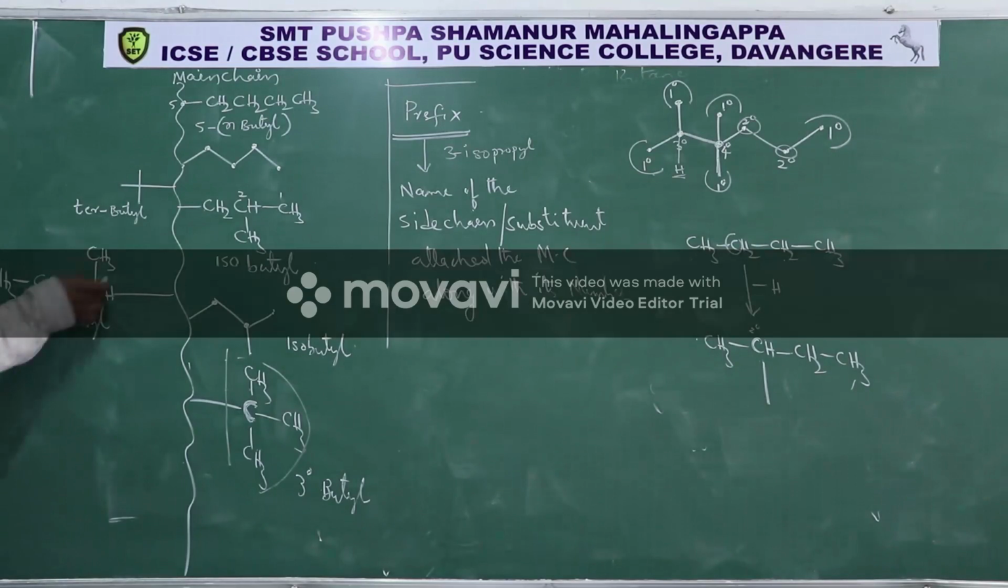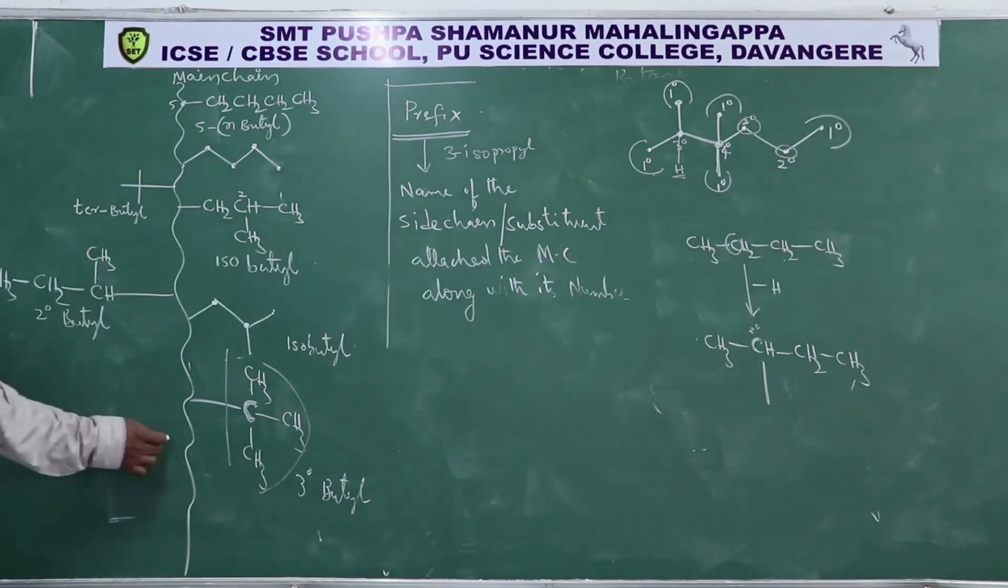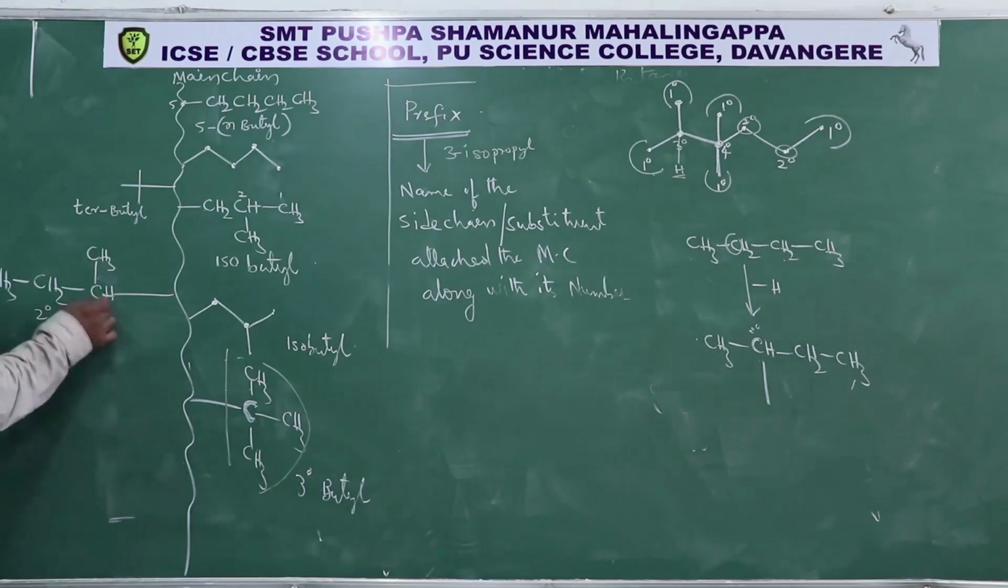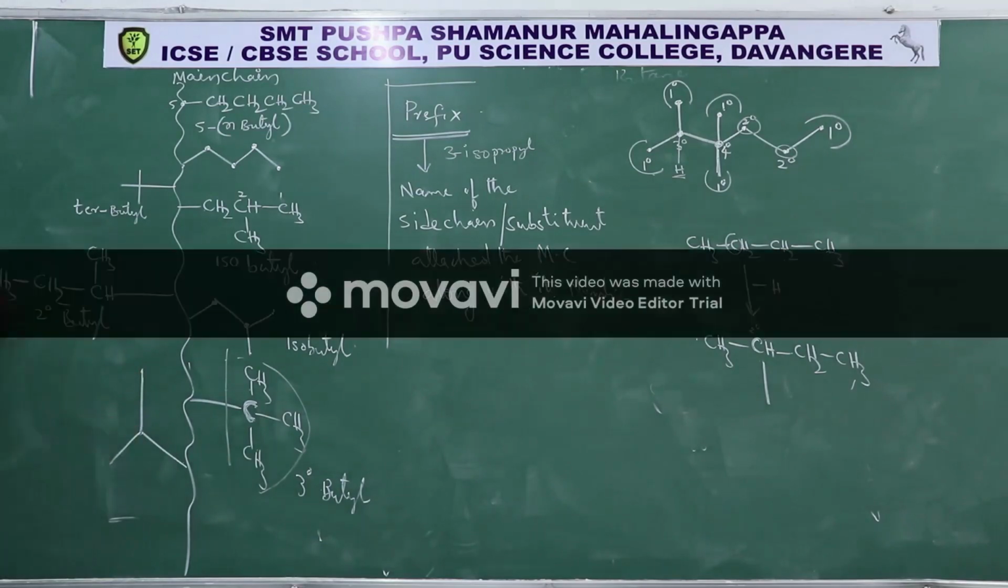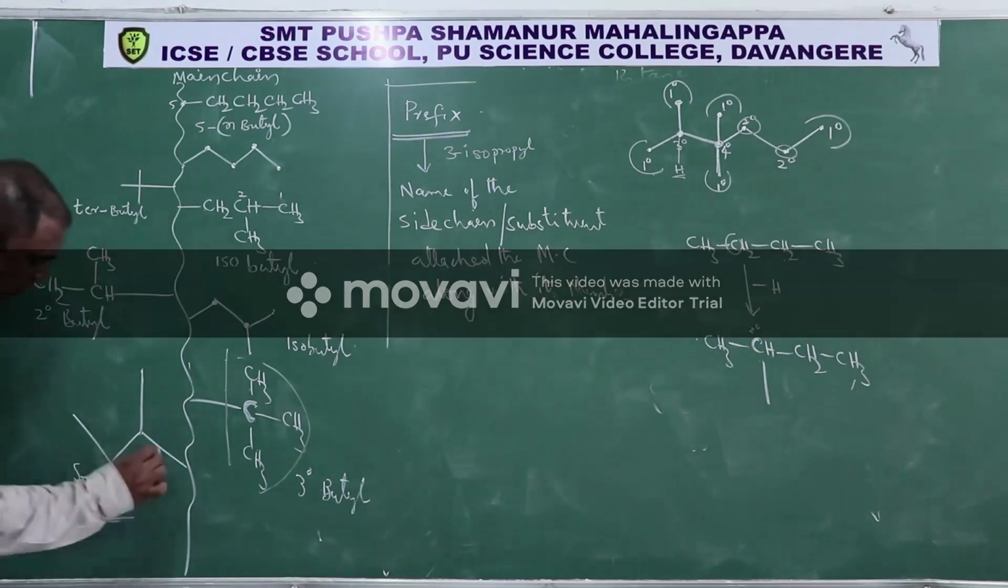Now, this secondary butyl group can also be written like this: carbon like this, carbon like this, carbon like this, and this carbon like this. So now this is called secondary butyl group.